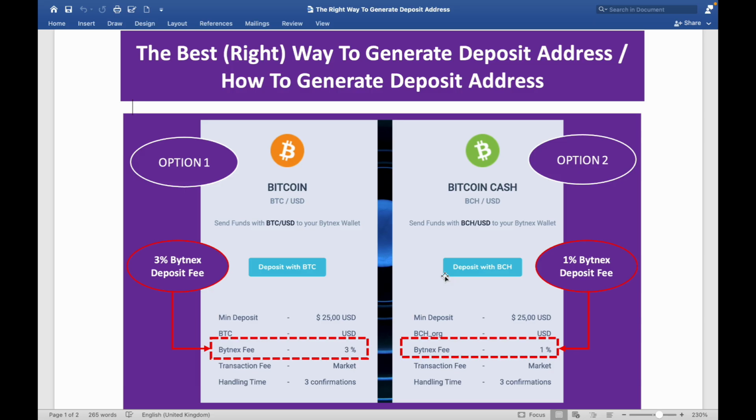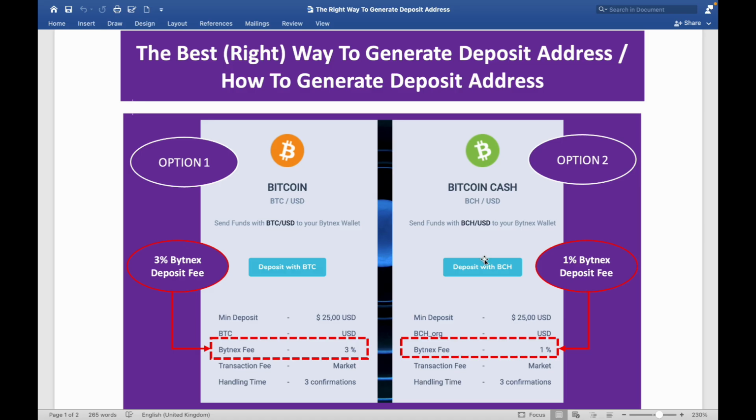Okay, now when you want to deposit in Bytnex, you have two options. You have to deposit with option 1 Bitcoin or option 2 Bitcoin Cash. Now the difference between both options is Bytnex deposit fee. As you can see, option 1, Bitcoin, will attract a 3% fee. For option 2, on my right hand side here, it is only 1% Bytnex deposit fee. You choose which option is better for you.